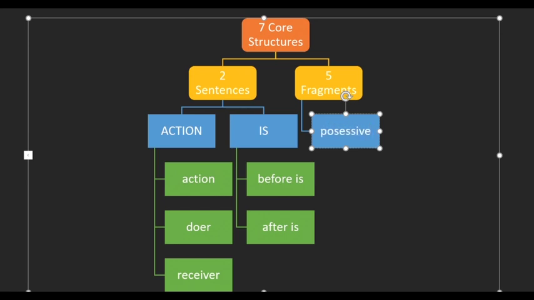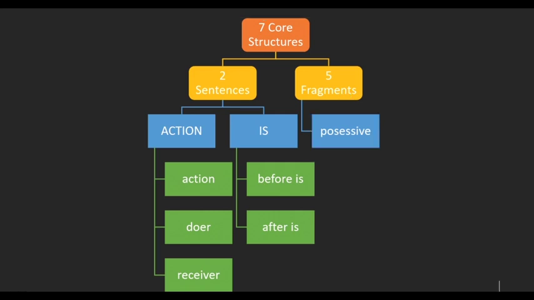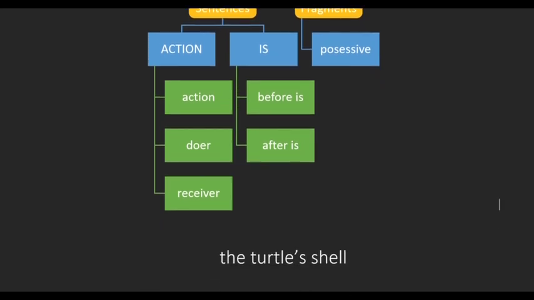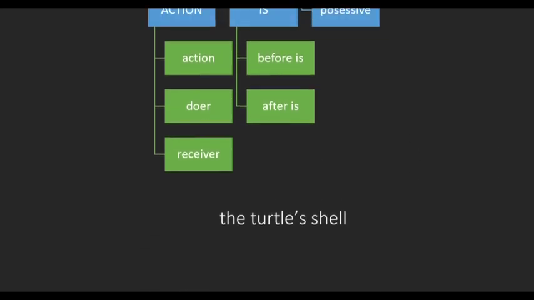Any idea what a possessive might be? Possessive, like gin? Nothing to do with gin. Think grammar here. So a possessive fragment is a fragment basically that denotes ownership or indicates ownership. Oh, that kind of possession. Okay. Yes. So let's look at an example. That'll help solidify it.